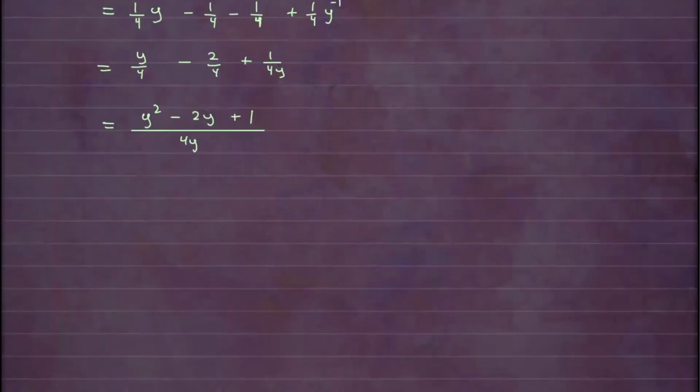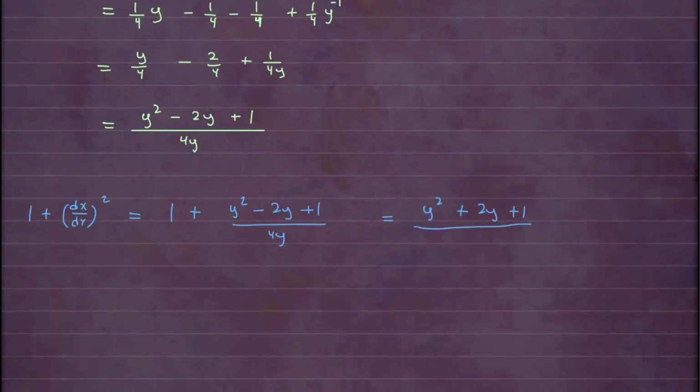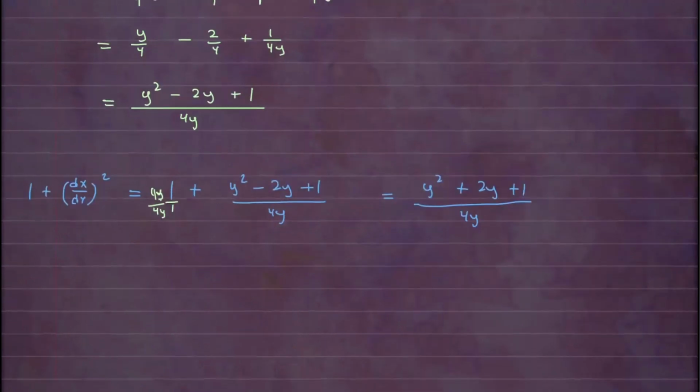So our expression for 1 plus (dx/dy) squared: that's going to be 1 plus all of that, (y² minus 2y plus 1)/4y. And then you can put them in a common denominator, multiply this by 4y/4y. So you'll see this will become (y² plus 2y plus 1)/4y. Remember, I'm writing this with the same denominator as the second fraction, so I multiply by 4y/4y. And then combining like terms, that gives me that. So that's my expression for 1 plus the derivative squared.